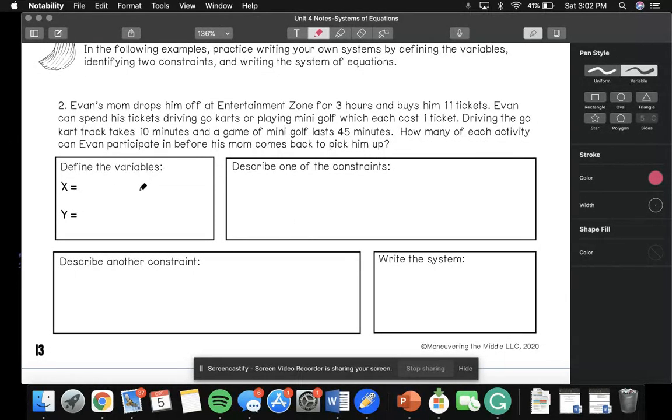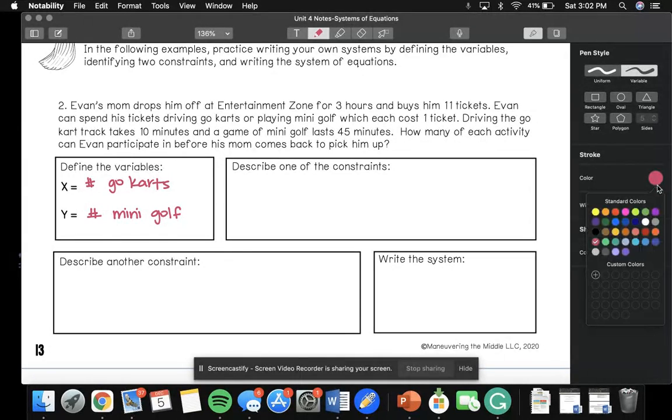So the first thing I like to do is think about what's happening. So his mom dropped him off, and he is doing 2 different things at this Entertainment Zone. He is playing go-karts or he's playing mini golf. So X would be the number of times he drives the go-karts. And Y would represent the number of times he plays the mini golf.